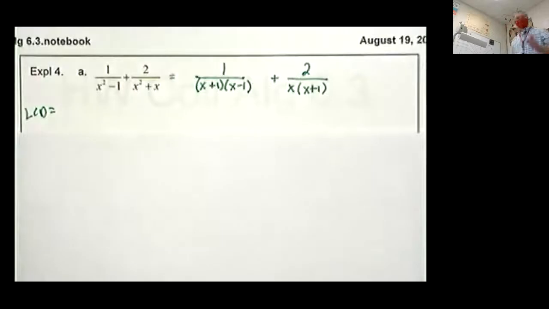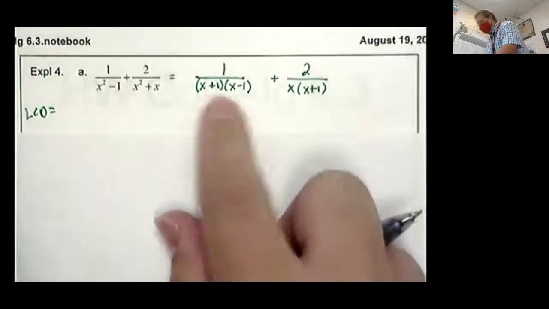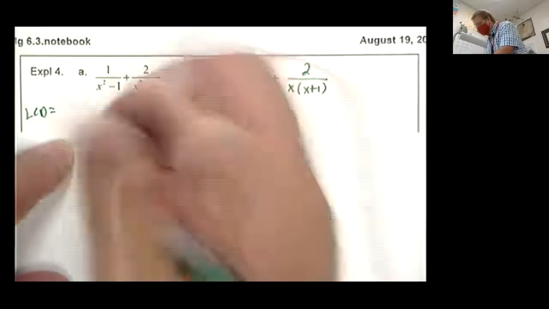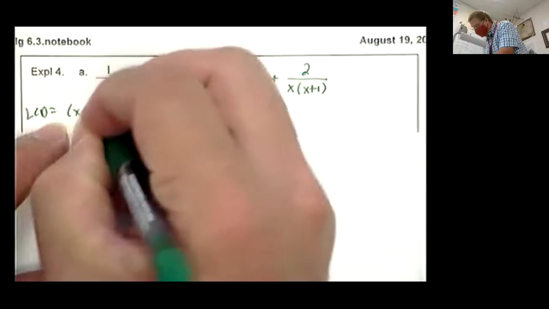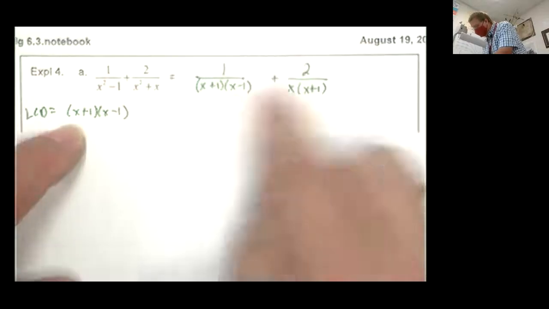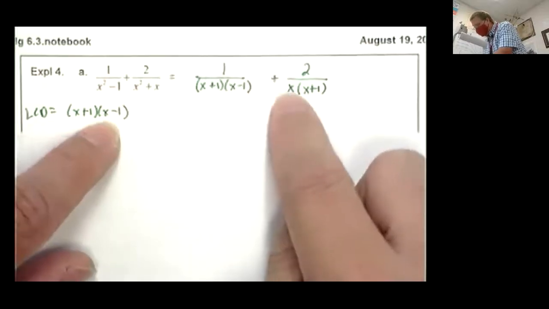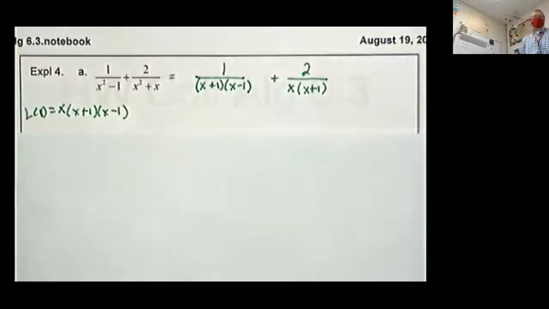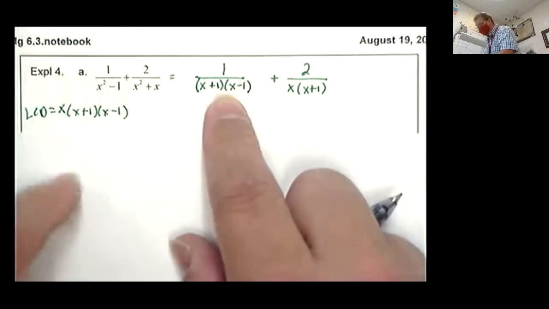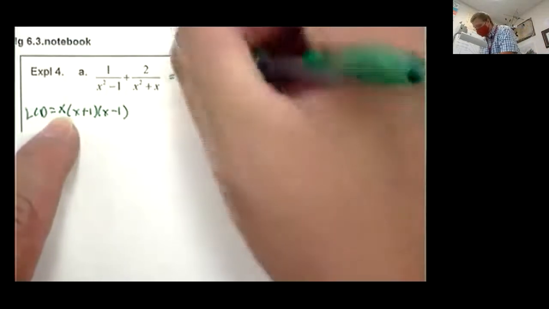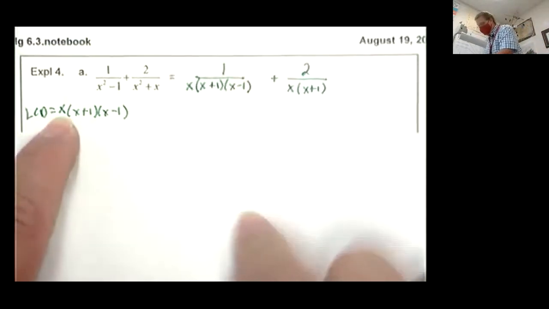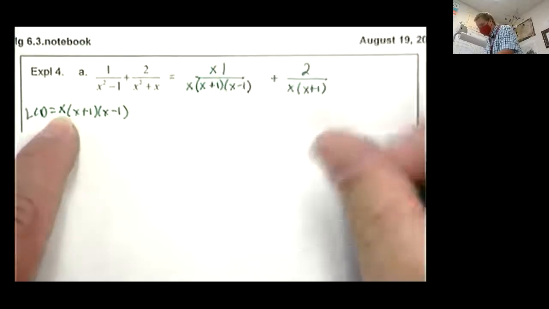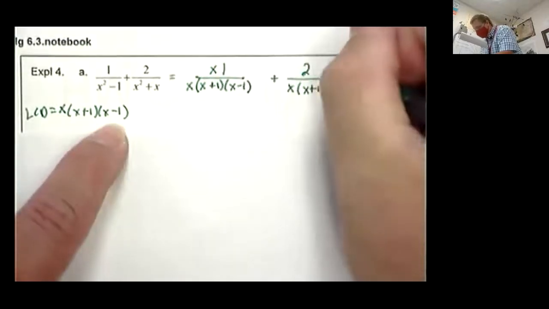Again, we need the greatest number of that things appear on each denominator. So here we have an x plus 1 and an x minus 1. Here we already have an x plus 1, but there's also an x. So the x goes out front. There's our least common denominator. Now we're going to come back and multiply by what the denominator is missing. What is this denominator missing? It's missing an x. So we're going to multiply an x times the numerator. This side is missing an x minus 1.